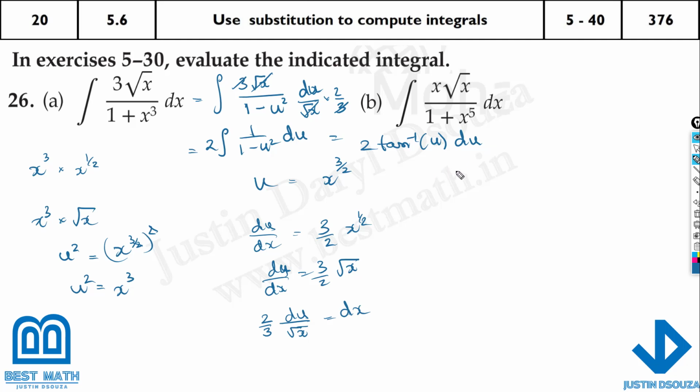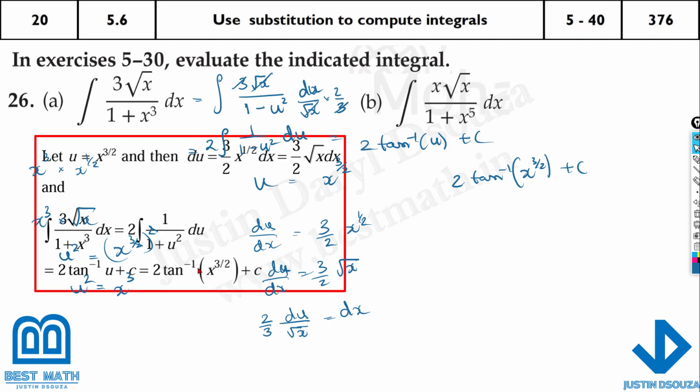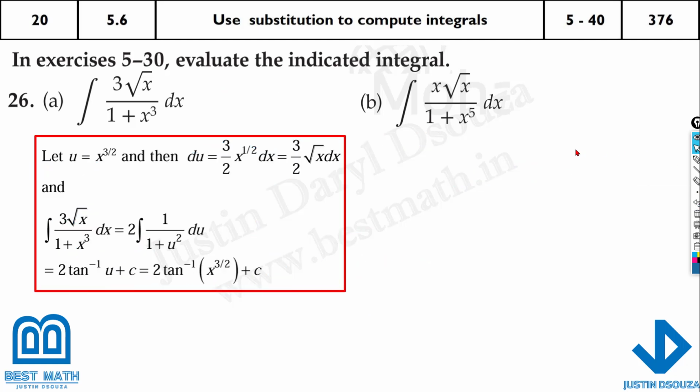And what is u assumed to be? It can be written as u is equal to x to the power 3 by 2. It's not du, sorry, after you use the integral, it is plus c. Yeah, this is the answer. It should be 2 tan inverse of x power 3 by 2 plus c. You can see here, that's the correct answer. That is how we solve it up.